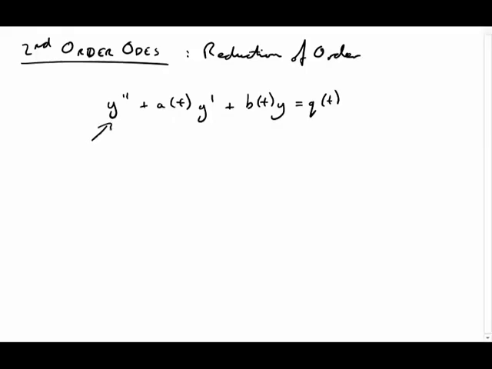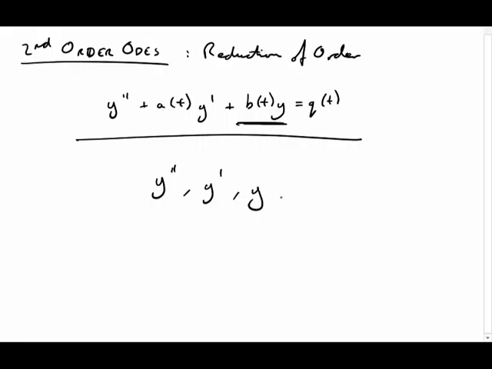If we remember the last video, we looked at the case where there was no y. In a general ODE, the variables, if you like, are the second derivative of the function, the first derivative of the function, the function itself, and some function that's just involving t.